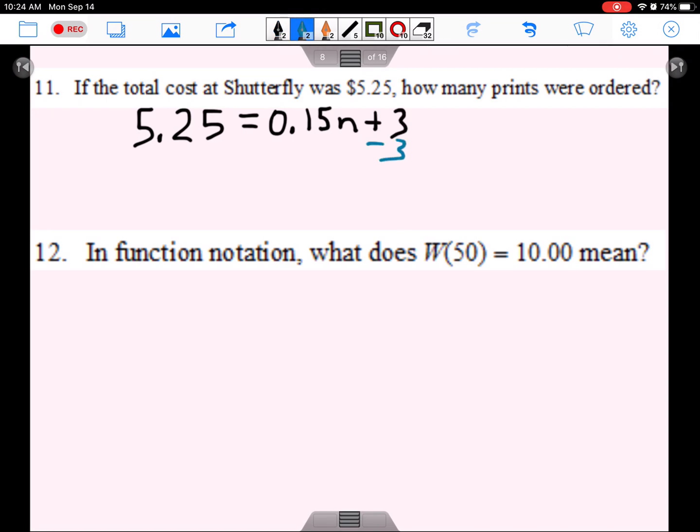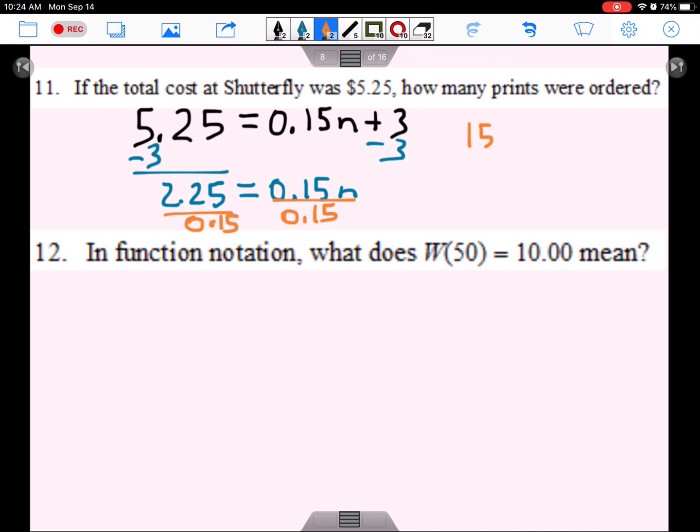Solve that, subtract 3 from each side, you get 2.25 equal to 15 cents times n, and then divide by 15 cents. And hopefully you'll see that 15 prints is what cost $5.25 at Shutterfly.